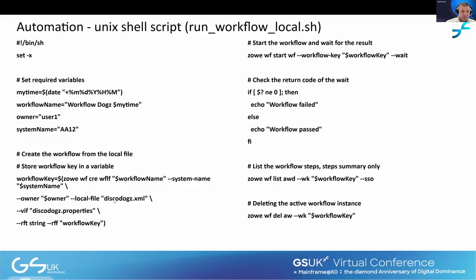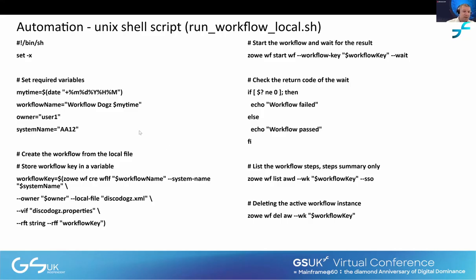I'm specifying that my workflow name is discodocs and my input property file is discodocs property. So technically, this is my workflow, this is my input property file, and I would like to return the workflow key from the call. I'm storing it, and then I'm using this workflow key to start the workflow from the script. I'm checking if it failed or passed. If it passed, I know my workflow got executed. Then I am listing the steps of that workflow, and at the end, I'm deleting the workflow from the system, which means from z/OSMF.